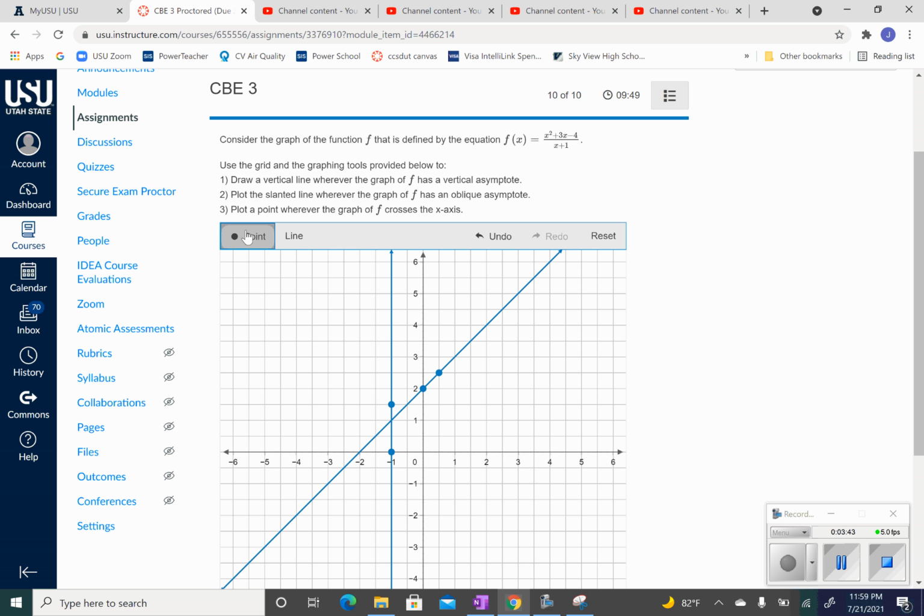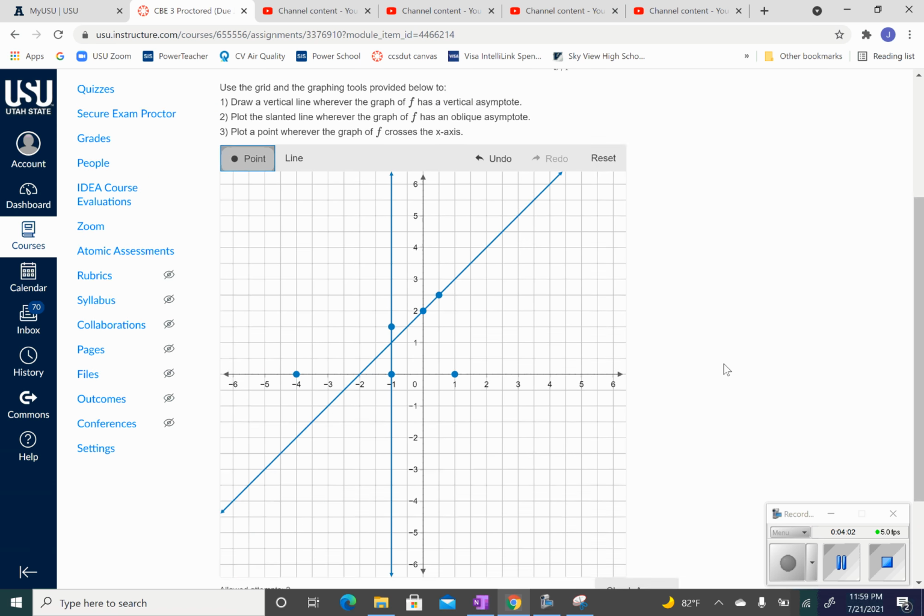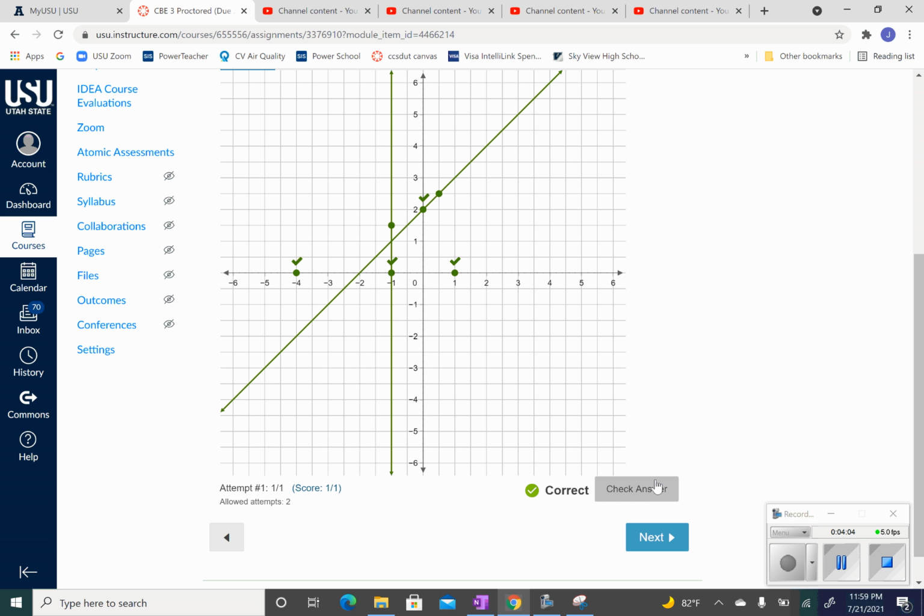A point. Where does it cross the x-axis? It crosses at my 2 points, -4 and +1, sorry. Okay, let's see how that works for us. Looks good. So again, kind of weird. You don't draw the actual graph itself. You're just drawing the asymptotes and the x-intercepts just so you can see them there.